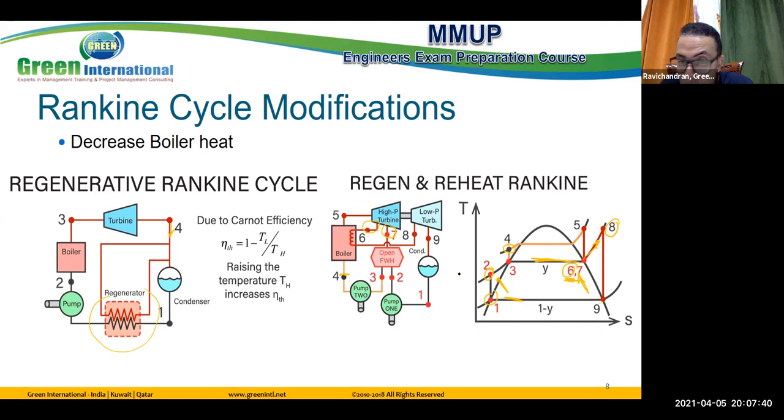7 and 2 are a direct mixture, not heat exchange, just direct. So they mix together at 3. Then after 3 it is pumped again to the pressure required for the boiler, the high pressure line, from 3 to 4. Clear? As you see here, this is a mix between regeneration and reheat.